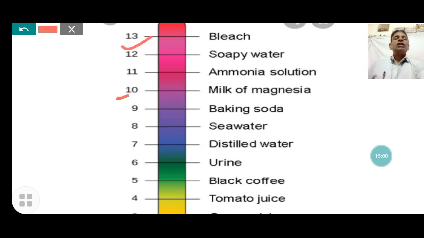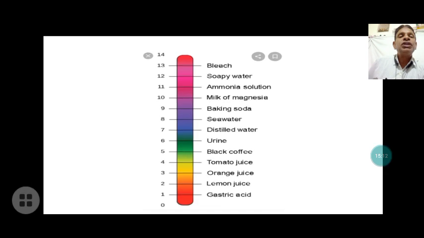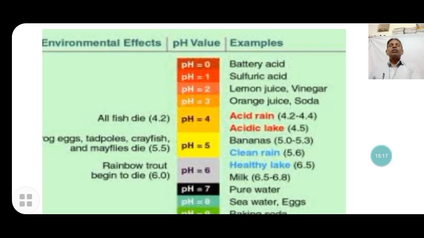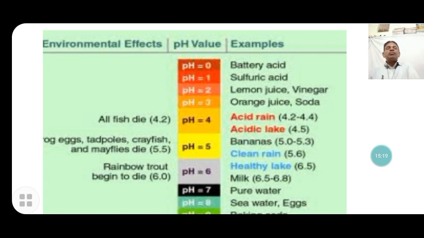Here the acidic solution has pH less than 7 and the basic solution pH value is more than 7 and the neutral solution has equal to 7. That is the measure of the pH of a solution. Here given some common examples, that is the effect of pH in the environment. Here the pH value examples.